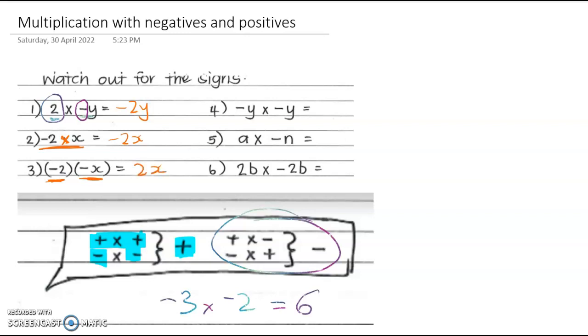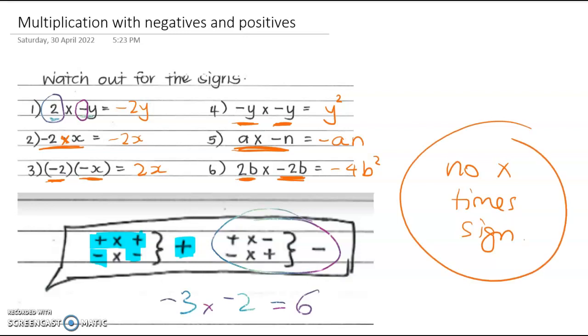Again, this is getting a wee bit harder than foundation, but I think most of you should be up for it by now. So -y times -y is positive y times y, which is just y squared. A times -n is going to be -an, and here we've got 2b times -2b, which is -4b squared. Right, so remember we don't write the times, no times sign.